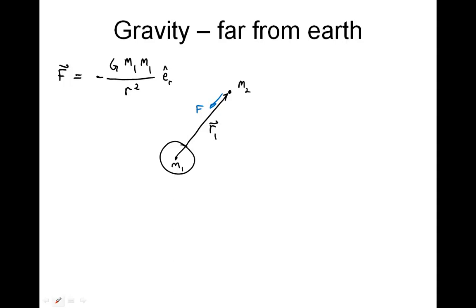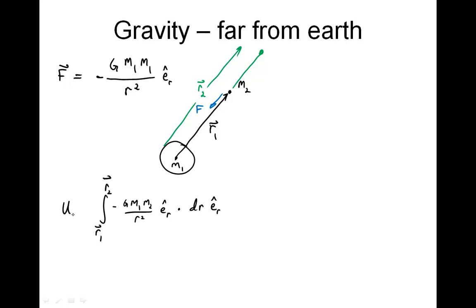Now if I take mass M2 and I move it out to here to a final position R2, then to find the work done, I'm going to integrate minus G M1 M2 over R squared, e radial, dotted with dr. Now dr, since it's a displacement along the radial direction, will also be e radial, and I'm going to integrate from R1 to R2. So this will be the work done by gravity far from the Earth. Big G is the universal gravitational constant, and that's a constant, so it's going to come out of the integral.